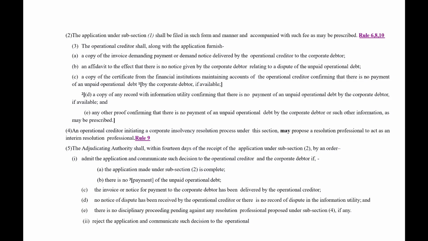Then an operational creditor initiating a CIRP process under this section may propose a resolution professional to act as IRP. So it is optional for the OC to propose the name of an insolvency professional, right? The adjudicating authority shall within 14 days of the receipt of the application under subsection 2 by an order. So the word here used is shall, whereas in section 5, in section 7, they have used the word may, right? Now let me again take you to section 7.